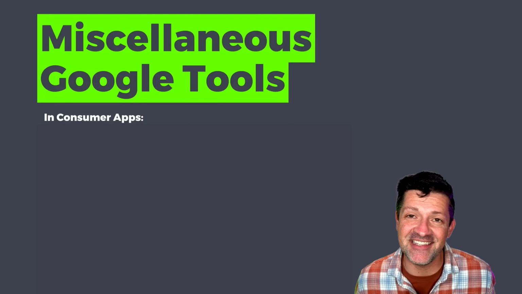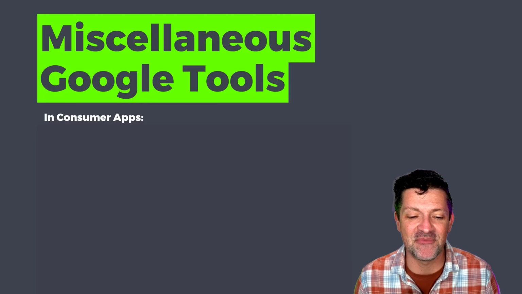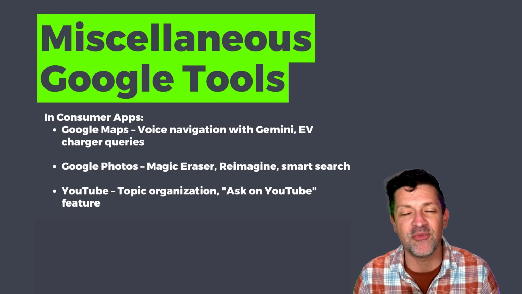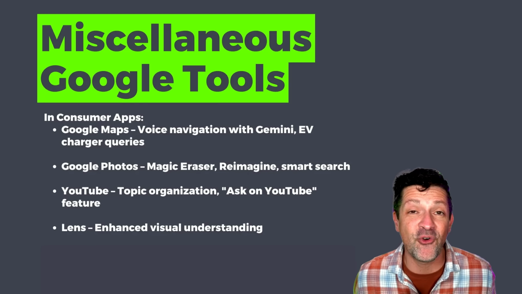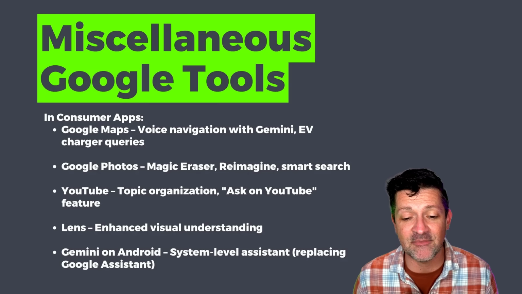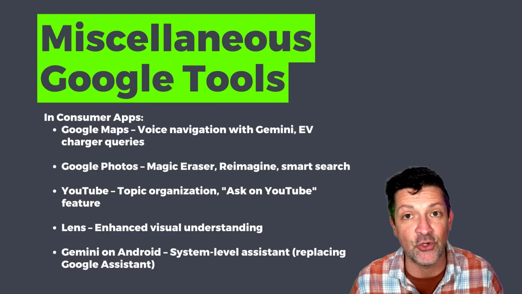It's also running behind the scenes in almost all of your Google apps, such as Maps, Photos, and YouTube. There's a tool called Lens that is used for enhanced visual understanding. And of course, Gemini on Android is a system-level assistant that is now replacing Google Assistant.